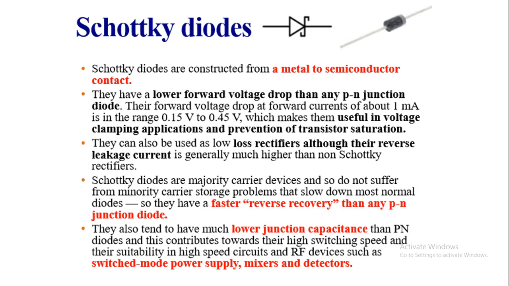The third type is Schottky diodes. Schottky diodes are constructed from a metal to semiconductor contact. They have a lower forward voltage drop than any PN junction diode. Their forward voltage drop at forward currents of about 1 milliampere is in the range of 0.15 volts up to 0.45 volts, which makes them useful in voltage clamping applications and prevention of transistor saturation.